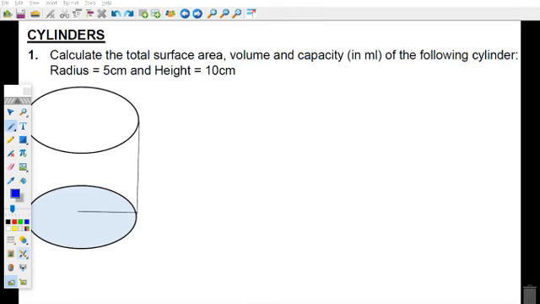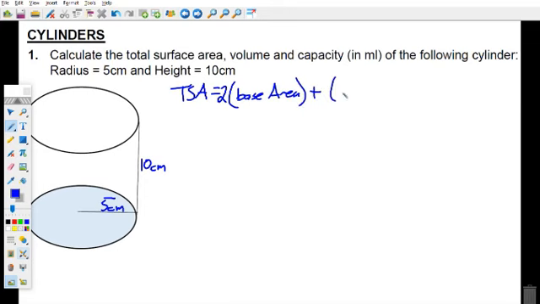So all they told us is that the radius here is 5 centimeters. And then my height here is 10 centimeters. And that's all we need. That's all the information we need. So if we follow for the TSA, the total surface area is equal to, what's my formula quickly again? It's 2 times my base area, plus the perimeter of the base, multiplied by my height.